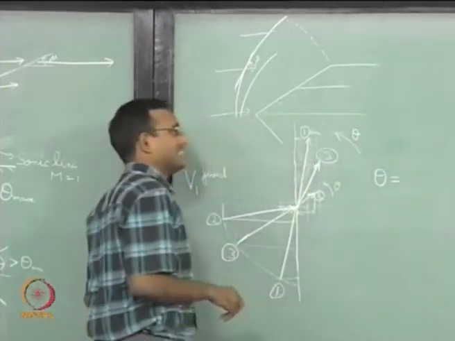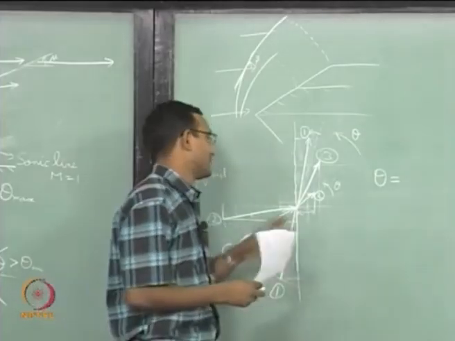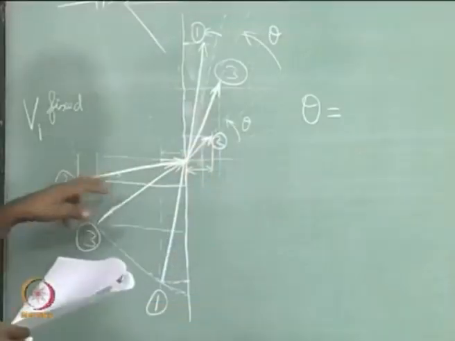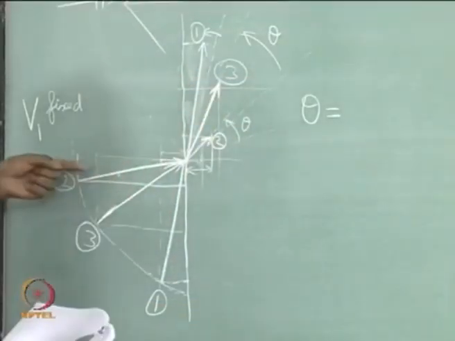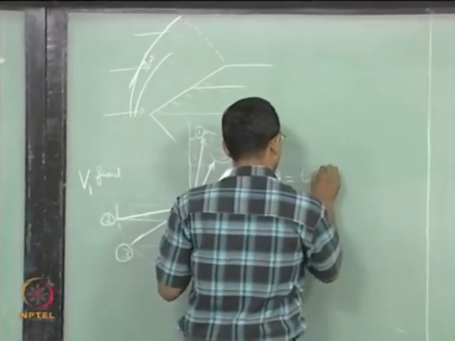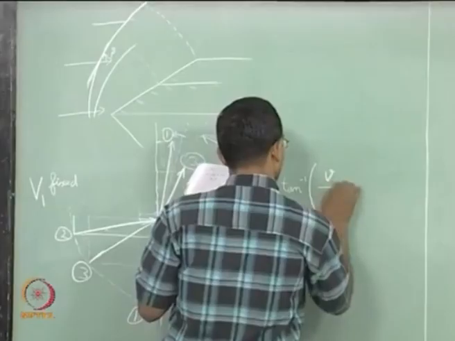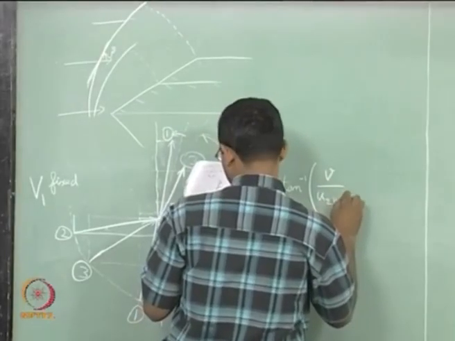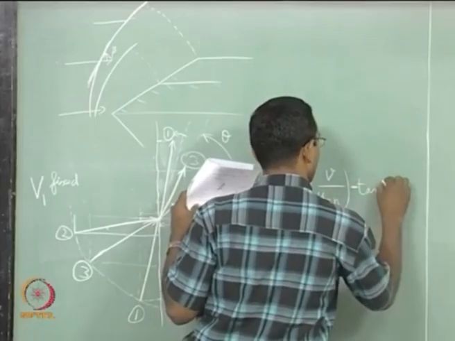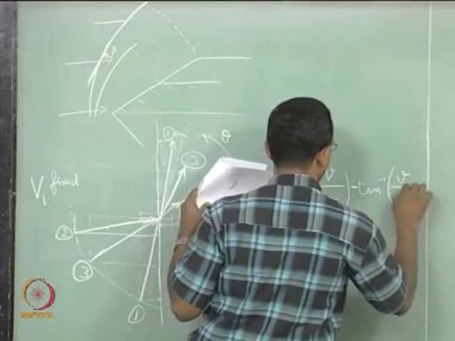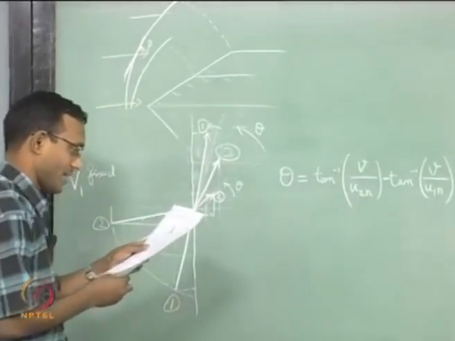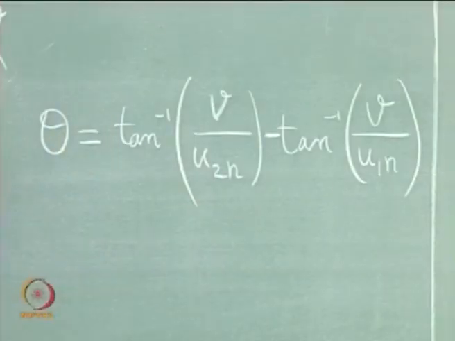I want to find this angle theta. How will I find it? It is just the tan inverse of this vector's components divided, minus the tan inverse of that vector's components. So, I will just write it directly: tan inverse of V by u2 normal minus tan inverse of the same V divided by u1 normal. This is the formula we have for that. It is a simple enough formula.